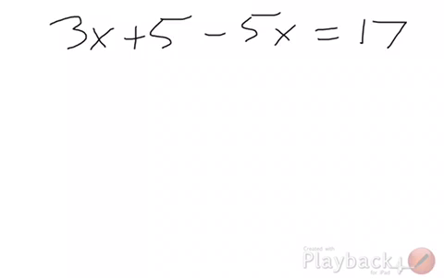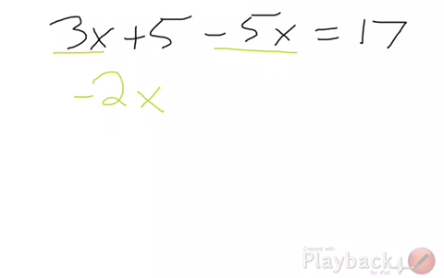Whenever you see like terms in an equation or an expression, you can combine them. You can add them or subtract them depending on what the sign is. So I'd like you to identify in this problem, what are the like terms? Pause the video and point to them. Okay, so you should have identified 3x and minus 5x as your like terms. That's exactly right. So if I combine them in this situation, we have 3x minus 5x. That's going to give us negative 2x.